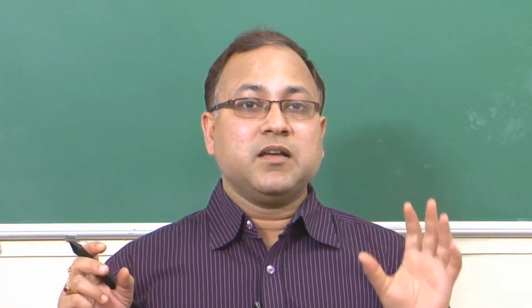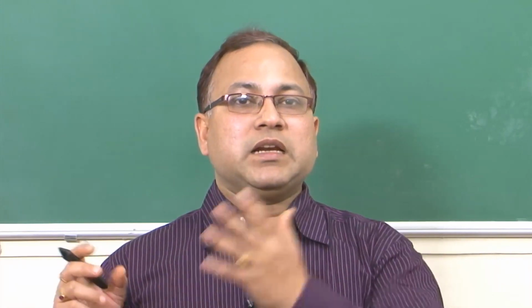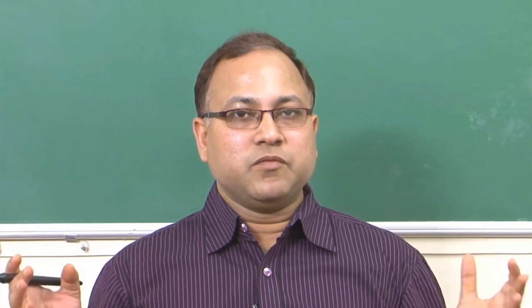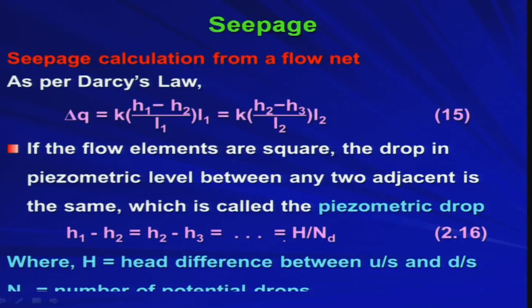What is delta q1? That is the discharge of the flow through element 1, which must be equal to delta q2, must be equal to delta qn if you have n elements in the flow channel. As per Darcy's law, delta q is nothing but k into i into cross sectional area, where kx and kz are both equal, that is isotropic soil, and k is the coefficient of permeability.